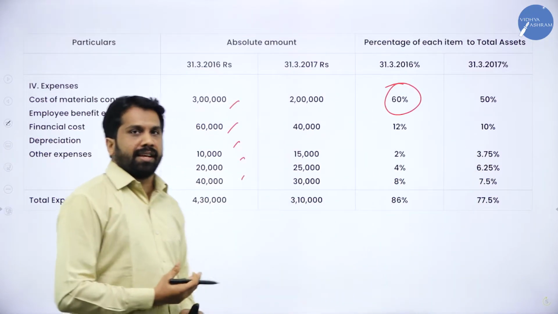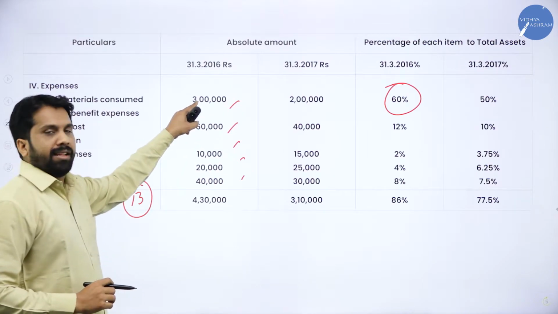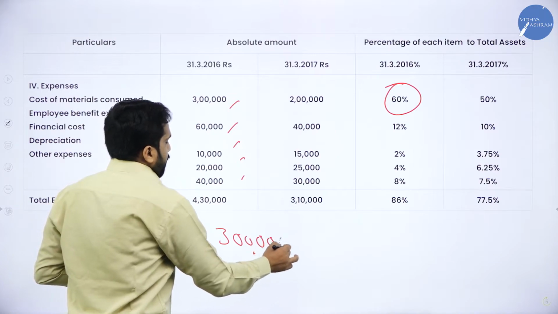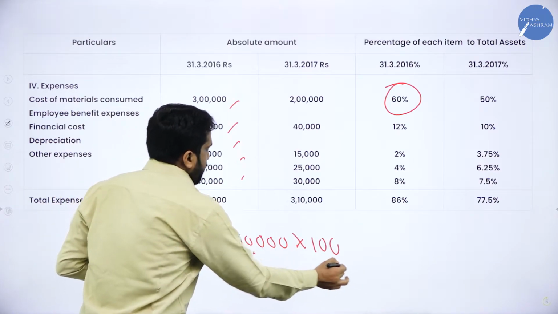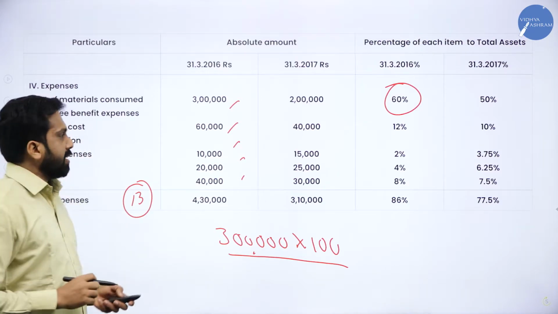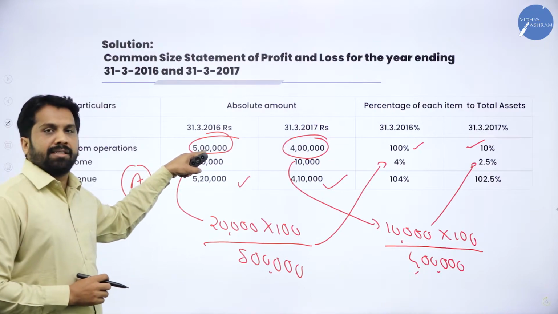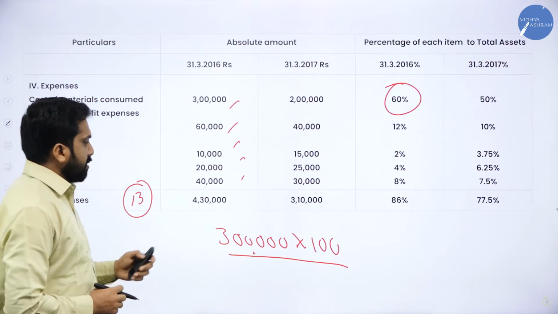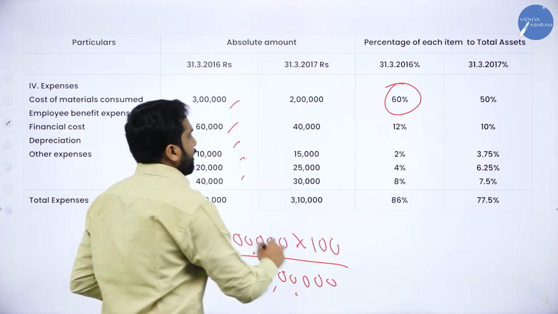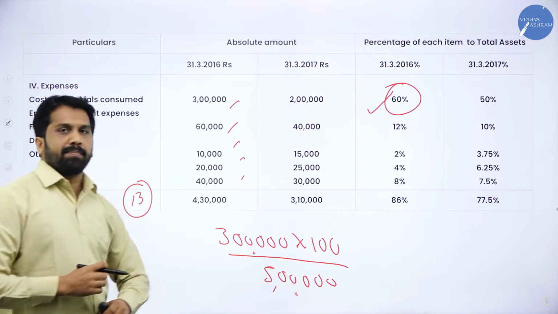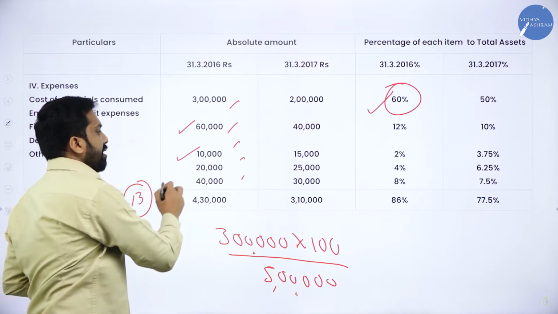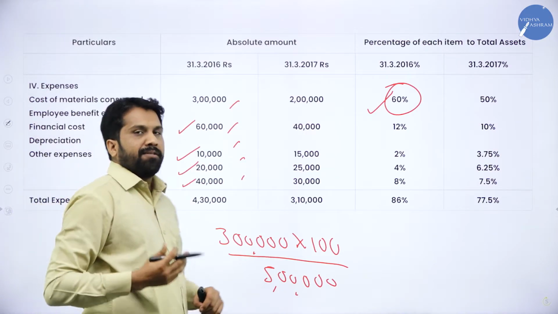How did you calculate? Simple. For example, I'll go with 3 lakh. 3 lakh multiplied with 100 divided by what? What is your denominator? I'll go back. Your denominator is 5 lakh. So divided by 5 lakh, you will get 60%. Similarly, you have to calculate for 60,000, 10,000, 20,000 and 40,000.